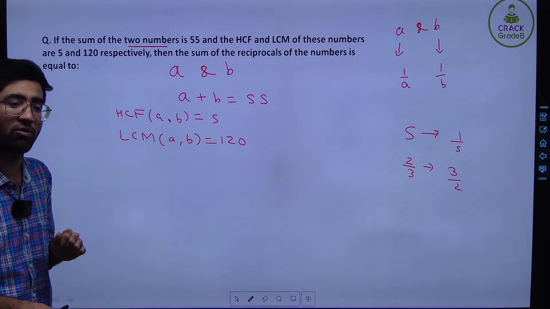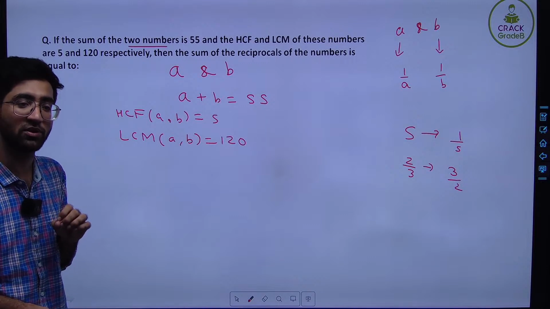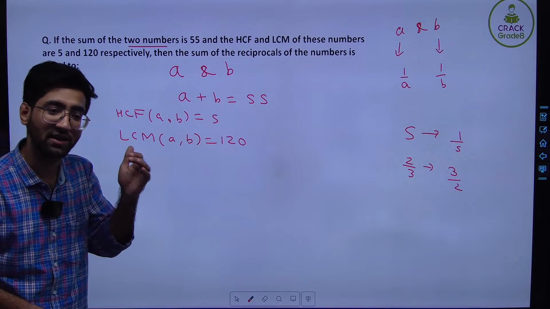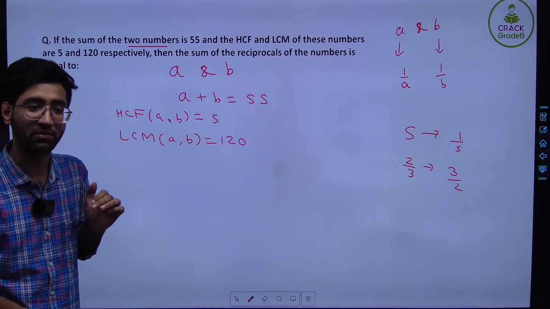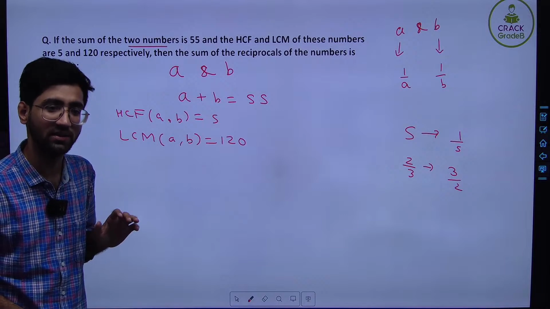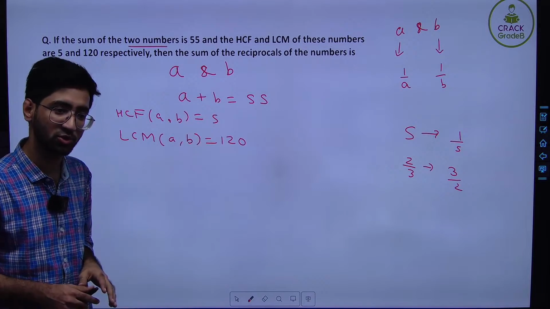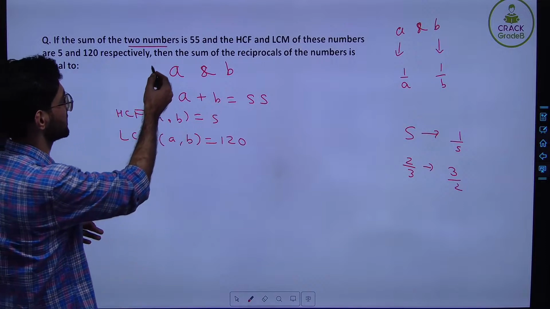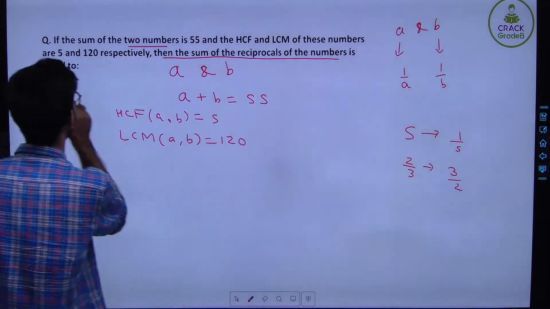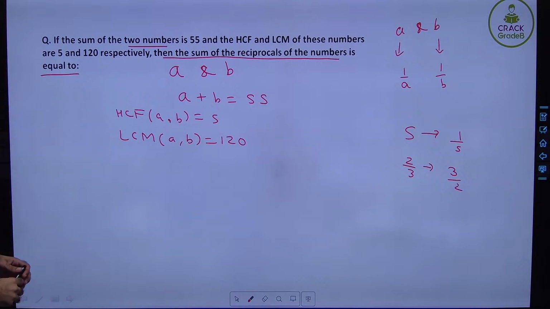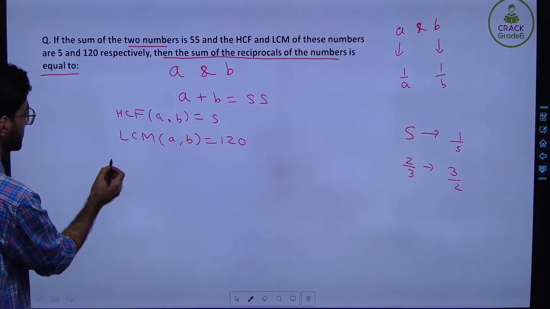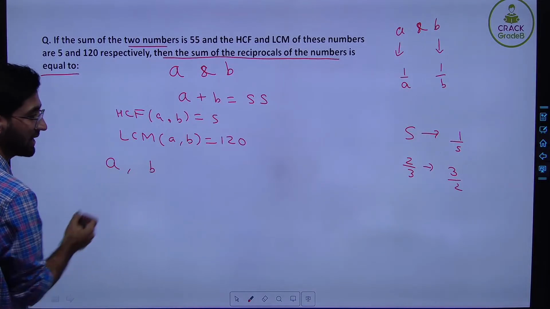Now try to recall that property of two numbers related to HCF and LCM. HCF into LCM is equal to the first number into the second number, which is the multiplication of those two numbers. Okay, we will come to that later. Let us read the question. The question says, then the sum of the reciprocals of the numbers is. So, sum of the reciprocals of the numbers. These are the numbers A and B.